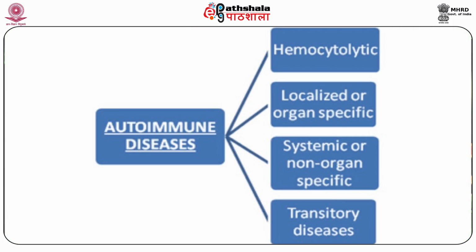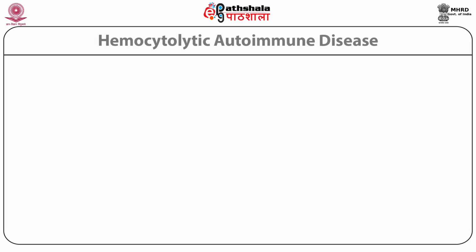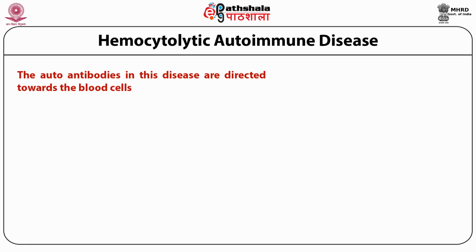Autoimmune diseases may be classified according to the site at which they are affecting or the organs they are affecting. For example, the classification of autoimmune diseases can be as a hemocytolytic disease, localized or organ-specific diseases, systemic or non-organ specific diseases, or transitory diseases. Let us first understand the hemocytolytic autoimmune disease. The autoantibodies in this disease are directed towards the blood cells.